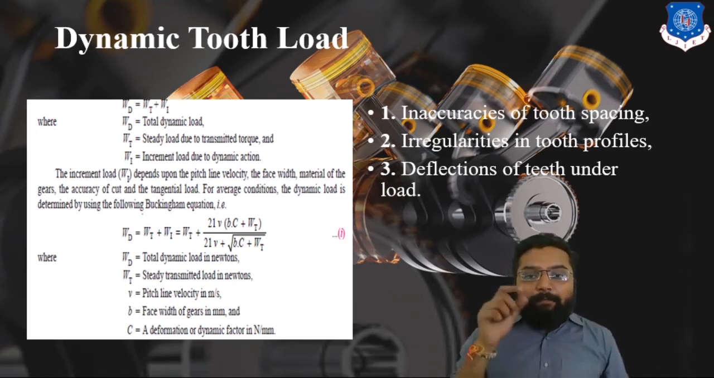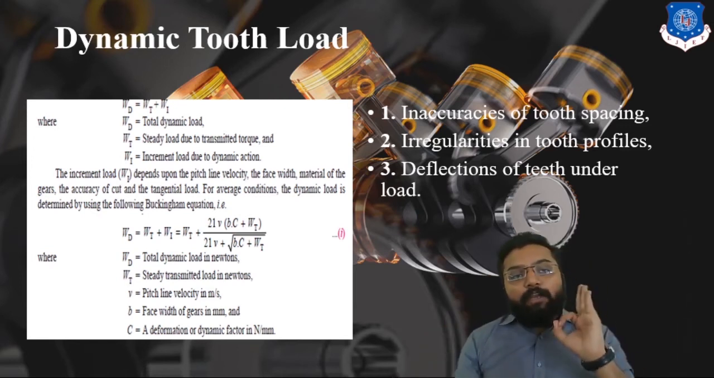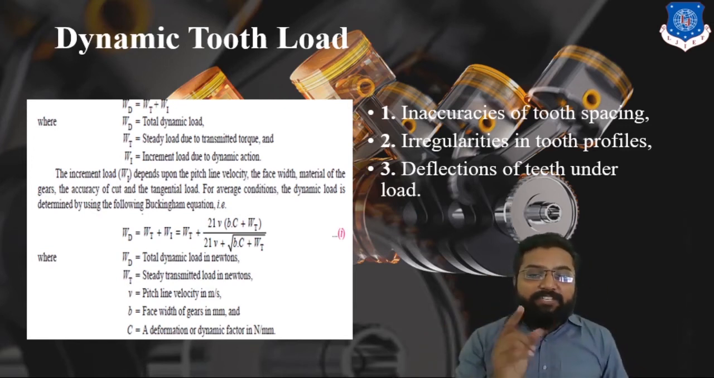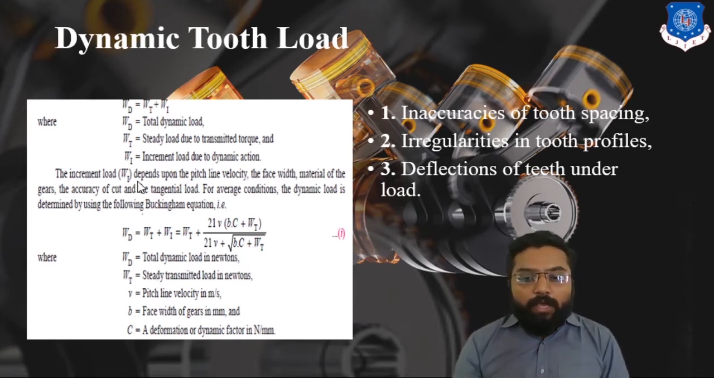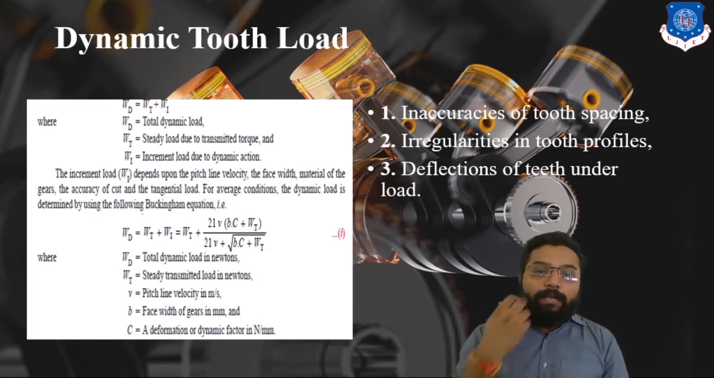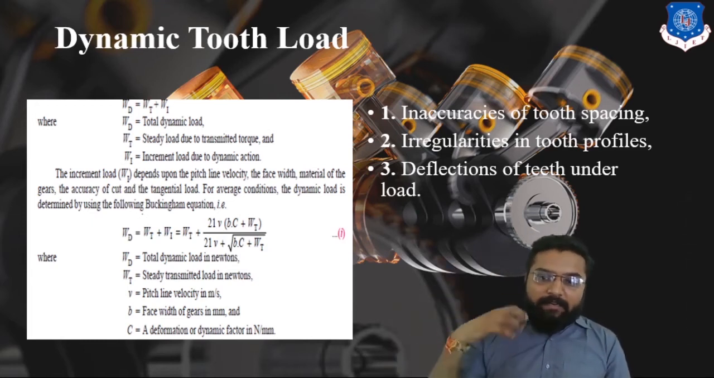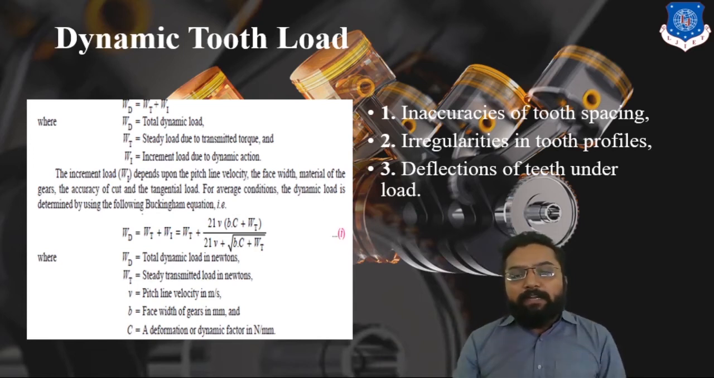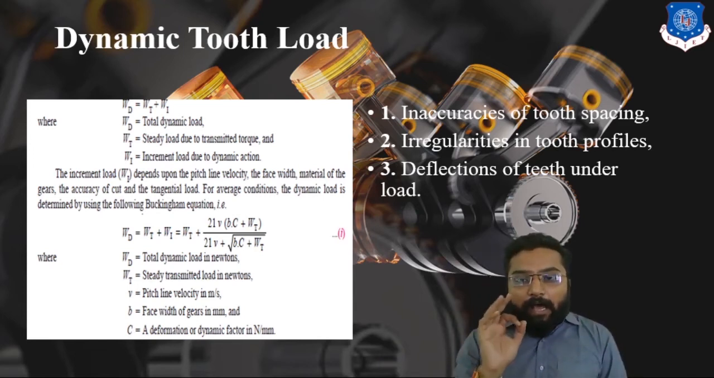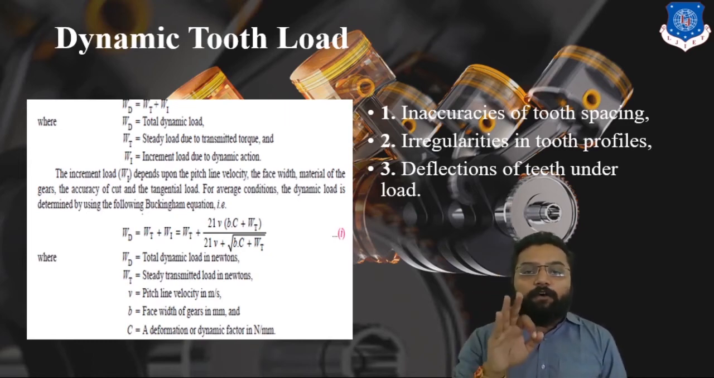And this increment in load purely depends on your velocity, and it is represented here. You can see here: 21V into (BC plus WT) divided by 21V plus the square root of (BC plus WT). That represents your WD, or you can say the dynamic load. Clear? This dynamic load is a working load while our gear is in motion. It will predominantly have an effect if irregularities, inaccuracy or deflection of gear teeth under the load occurs.